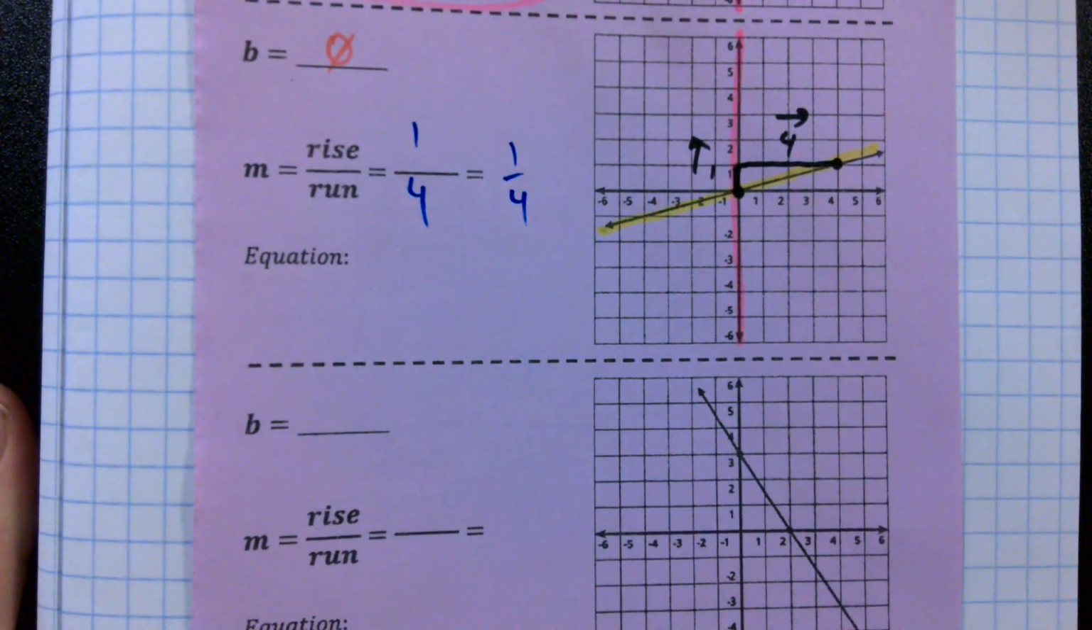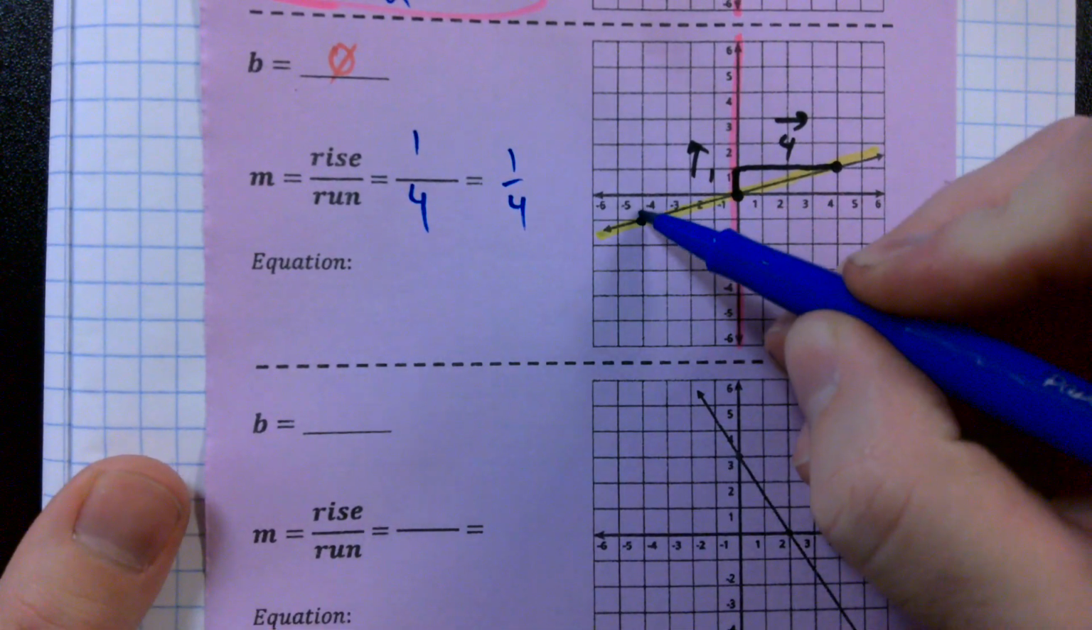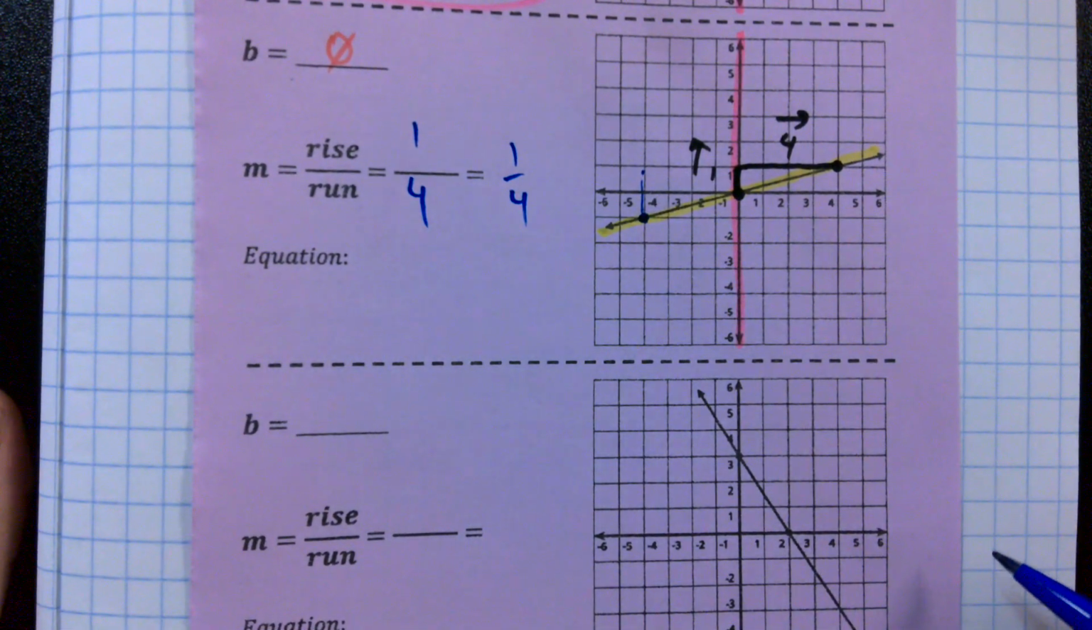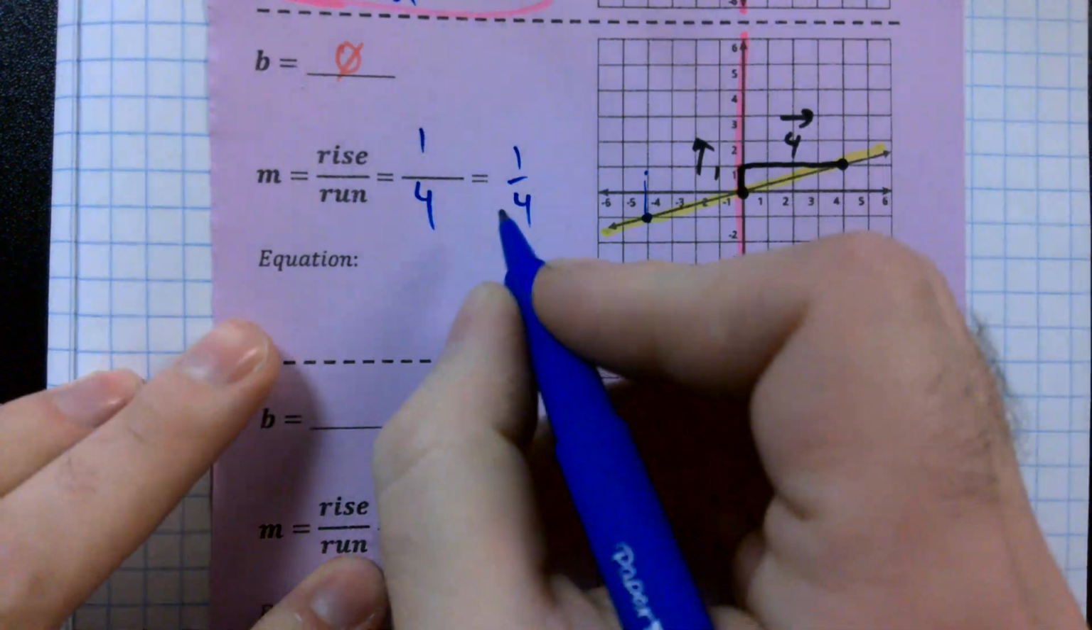Mr. Church. Yeah. I just made another point at -4 and -1, and then I rose 2, and then Perfect. So you rose 2 and ran how many? 8. 2 over 8, and you simplified it and you got what? 1 over 4, right? Same thing. I love it. Great point.